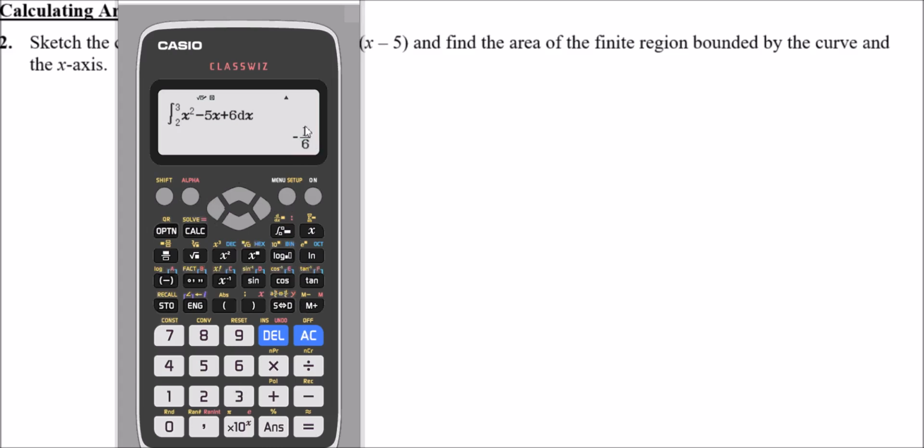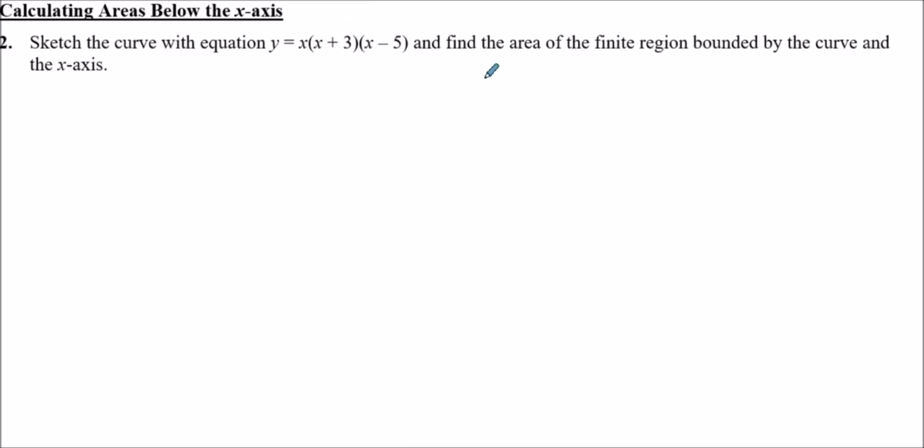So anyway, I'm going to show you this one here. We've got this curve, y equals x, brackets x plus 3, brackets x minus 5, and the area of a finite region bounded by the curve and the x-axis. So first of all, definitely do a sketch. Okay, so this will cross the x-axis at 0, minus 3 and positive 5. And it'll cross the y-axis at 0 as well. So it'll cross at 0, 0.